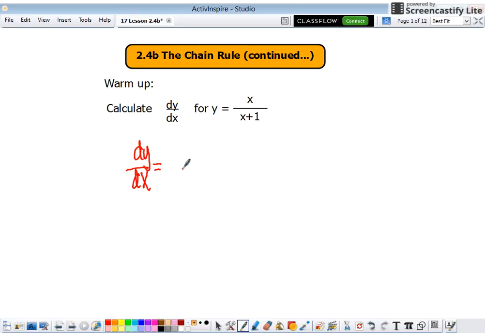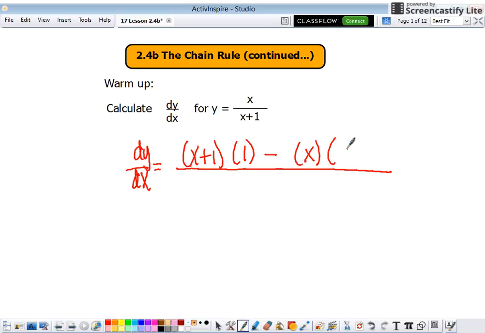So we're going to do low d high minus high d low over low low. So the bottom times the derivative of the top, which is 1, minus the top times the derivative of the bottom, which is 1, over the bottom squared. Now normally we can stop right here and we don't have to simplify. I'm going to use this for something else in a second, so I just want to make sure that we can simplify it to make it a little bit easier for the next step.